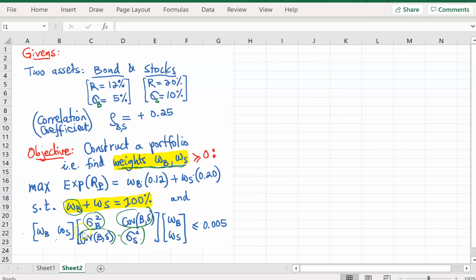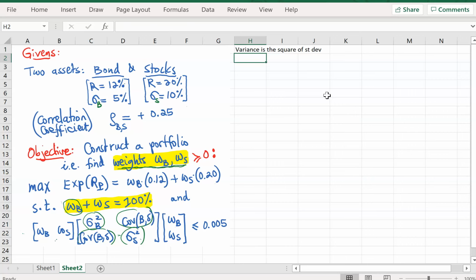variance of this portfolio, that's what this product is, be less than or equal to 0.005. And in case you are wondering where we got that number 0.005, obviously this is given to us, but just for the record, let me remind you, variance is the square of standard deviation.